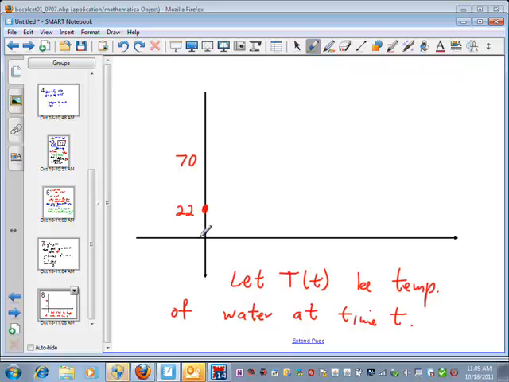What should this look like? Someone says, clearly it goes up. But this is what all of Calc 1 is about. We know it has to go up and approach 70 degrees. By whose law? Newton's law of cooling.